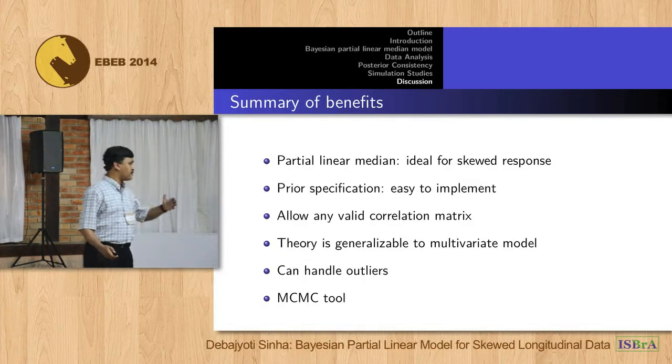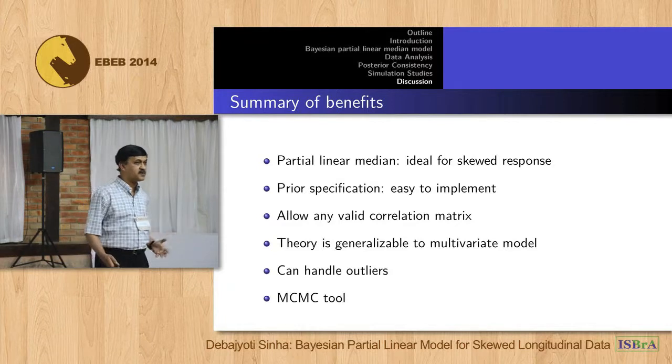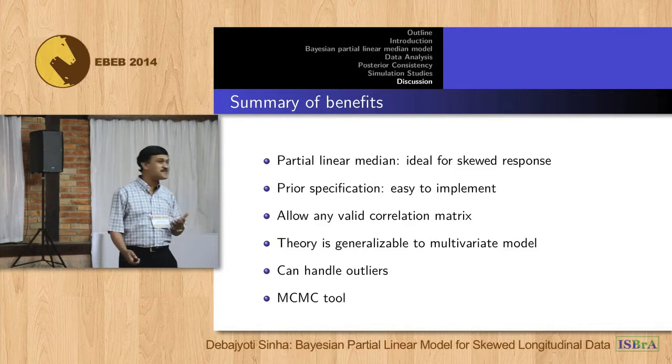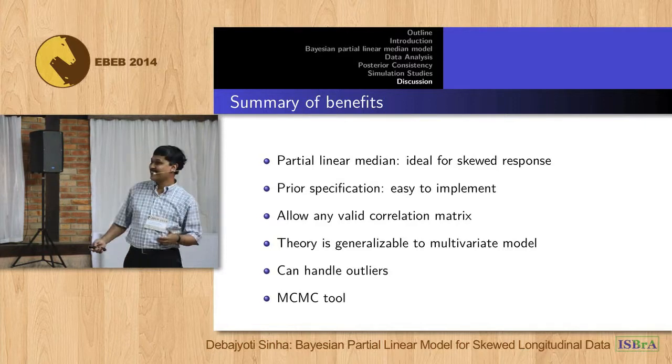Of course, I'm here pitching to the converted already, but this is expected, like the Bayesian methods, since we use the full likelihood, should have a huge gain in efficiency. So this is the summary of benefits in the partial linear model.